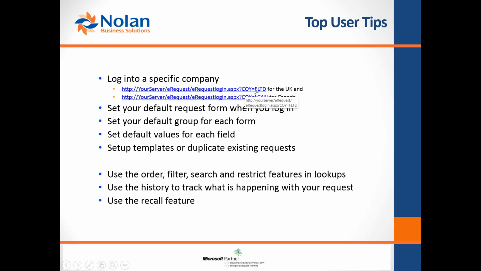COY, so company, equals, and then your company database name. So in this case here, we're logging into your server, eRequest login.aspx, in company FLTD, which is actually the UK company. If I was logging into Canada, I could have a separate URL, which is company FCAN, which would default the Canadian company in the companies list. So I can just go ahead and press login to get into the system. So if that's something that really bugs you every time you log in, you've got to change the company, that's an easy way around it to be able to manage that.